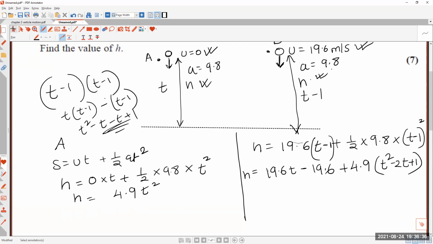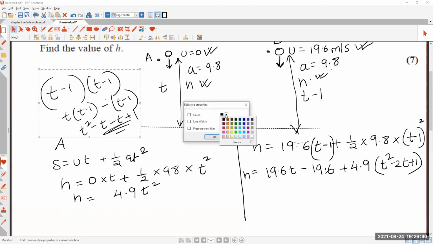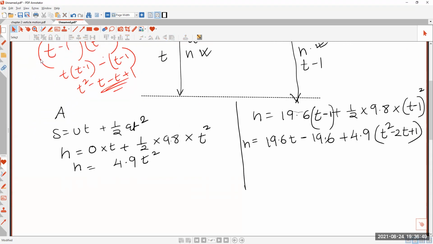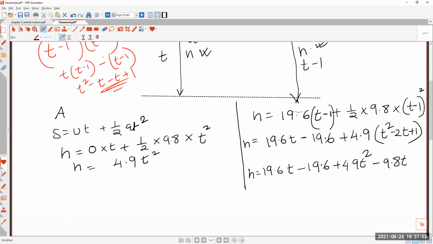Okay, I am making this in red color so that you guys understand that this is a separate concept. Now let me open the bracket again. If I open the bracket, it's going to be 19.6 t minus 19.6 plus 4.9 t square minus 9.8 t plus 4.9. Is this clear, everyone?